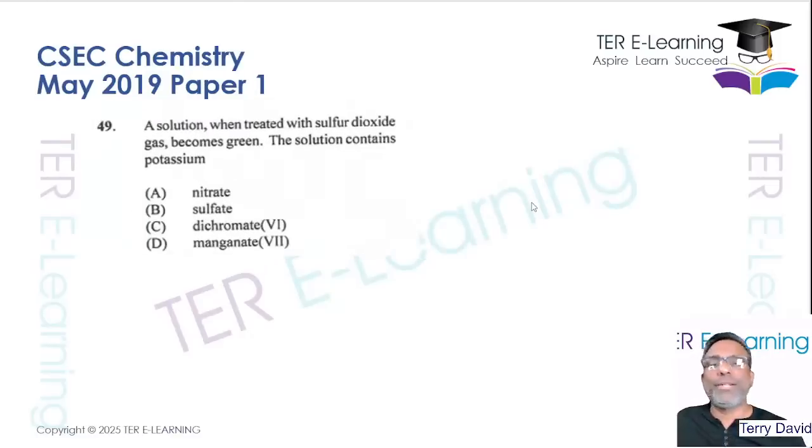A solution when treated with sulfur dioxide becomes green. That solution contains potassium what?